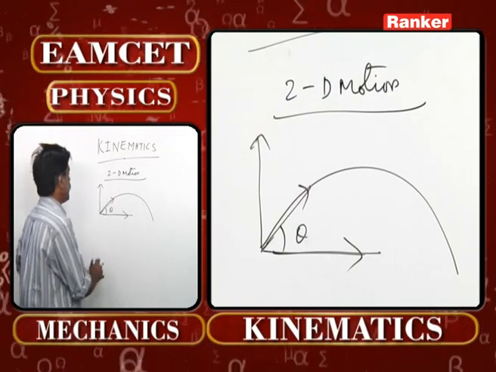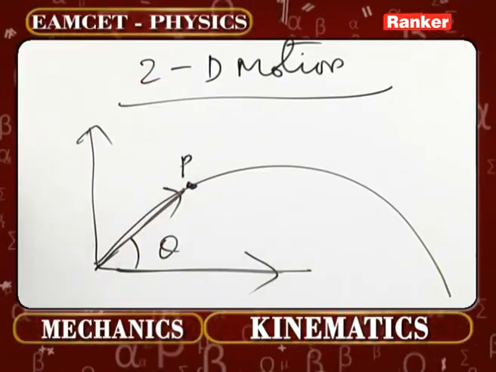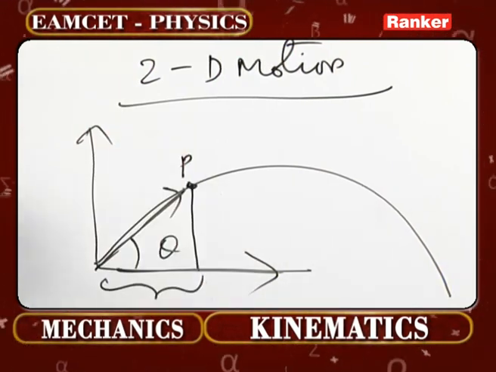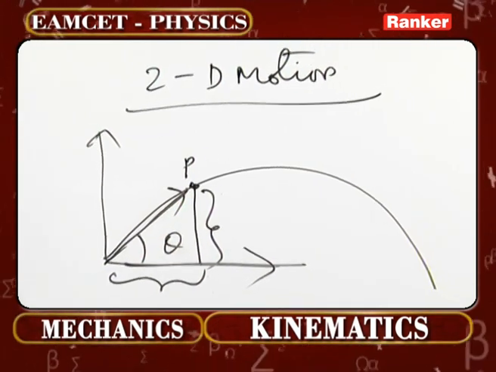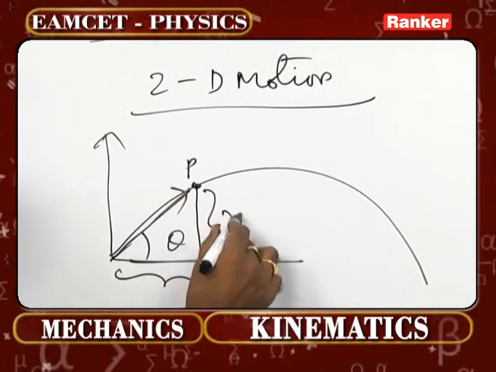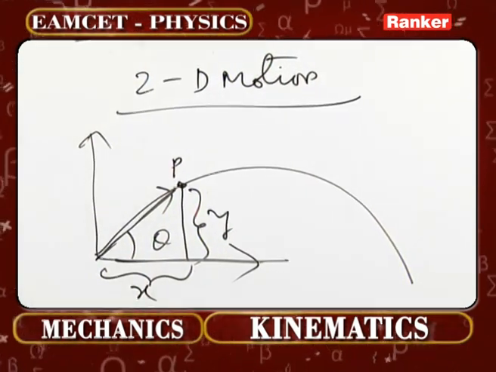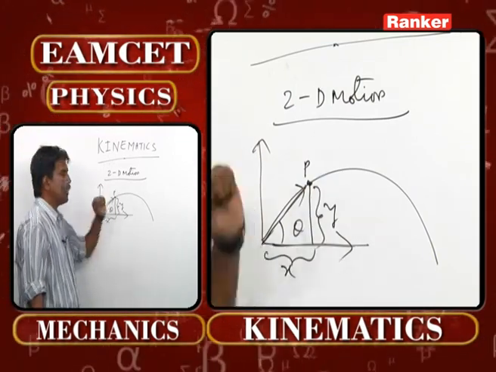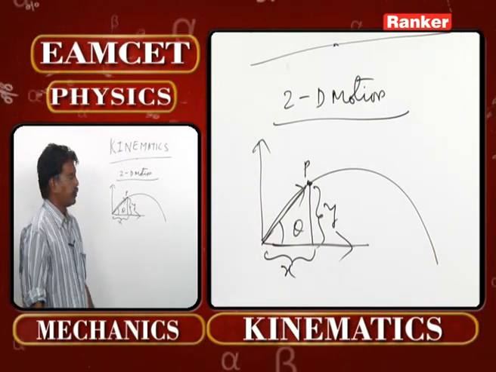Suppose you project it at an angle theta here, it reached this point P after some time, then this is the displacement in the horizontal direction, this is the displacement in the vertical direction. So if you consider this as y, this as x, simultaneously the body covered displacement in the x direction, displacement in the y direction. So this is the example for two-dimensional motion.